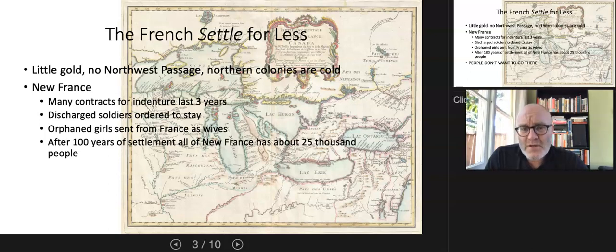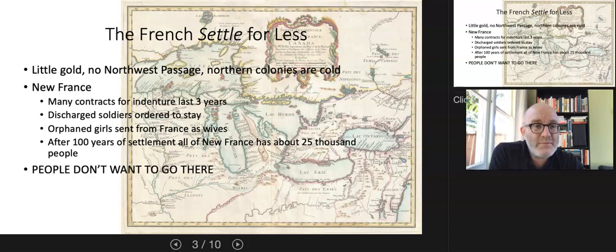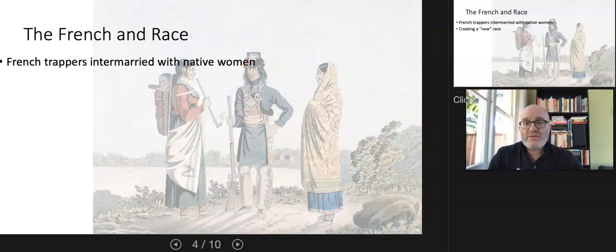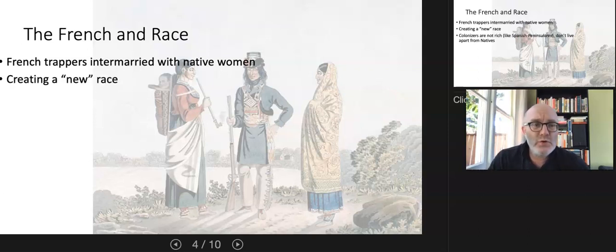And as you saw in our reading, right, the New England colonies get, I mean, tens of thousands within a decade. There are tens of thousands of settlers in New England. After about 100 years from the initial voyages of Cartier, there's still only about 25,000 people in New France. People just don't want to go. Mostly it is single men. So, of course, what happens in that scenario? The French single men, the trappers, intermarry with native women, and thus create a kind of new race.